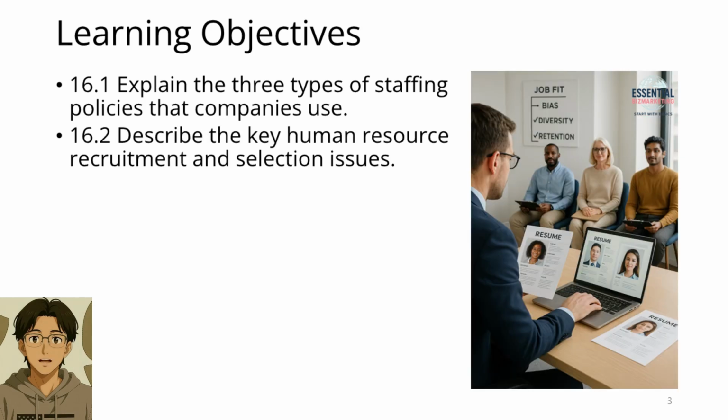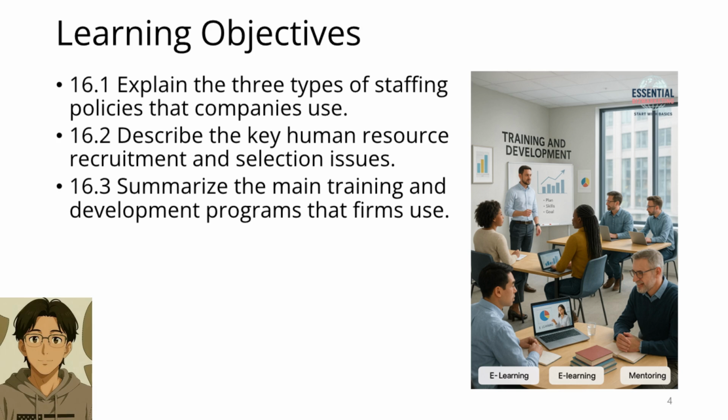Next, we'll describe the key human resource recruitment and selection issues. This includes how firms attract qualified candidates and evaluate them for cross-cultural effectiveness in global assignments. We'll then summarize the main training and development programs that firms use. These programs aim to build both technical competence and cultural awareness for employees working internationally.